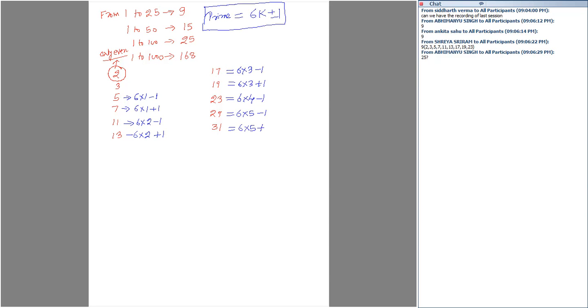For example, let's say the number is 25. Remember, 25 is in the form of 6 into 4 plus 1, but still it is not a prime number. So all the prime numbers can be written in the form of 6k plus minus 1, but all the numbers which are in the form of 6k plus minus 1 are not necessarily prime. That's a very, very important funda, and we are going to use this a lot in questions here. Is it clear to all of you?